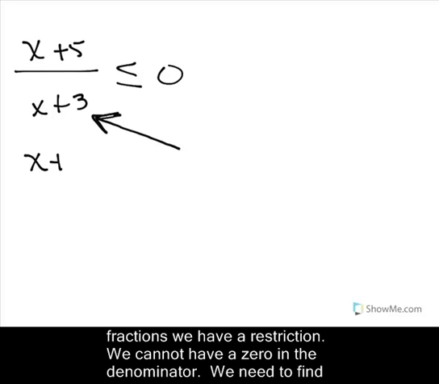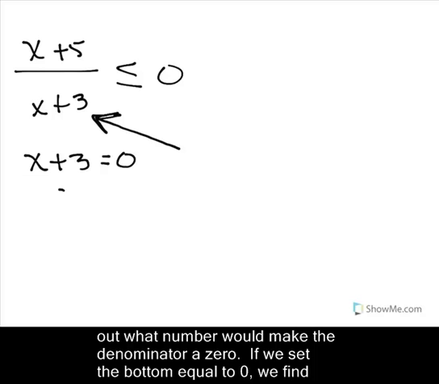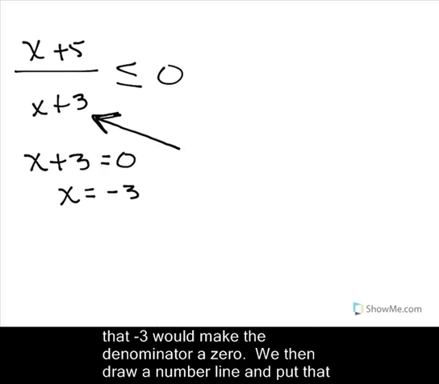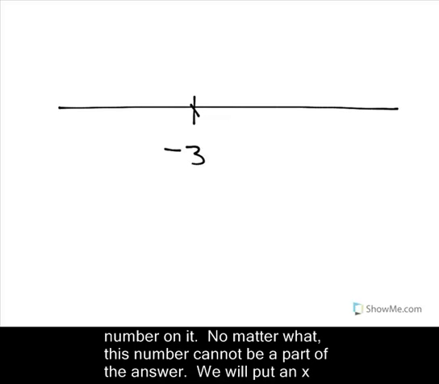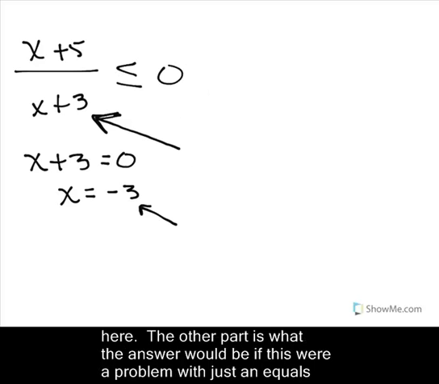So we're going to set this denominator equal to 0, and we're going to say, okay, what would make that a 0? A -3 would make that a 0, which means that for this problem, -3 cannot be an answer. So I'm going to draw myself a number line, and I'm going to put -3 on it, and I'm going to say, okay, no matter what, while I'm doing this problem, -3 can't be an answer. So I'm going to put a big X on it so that I'll remember that. I'm going to go back now.